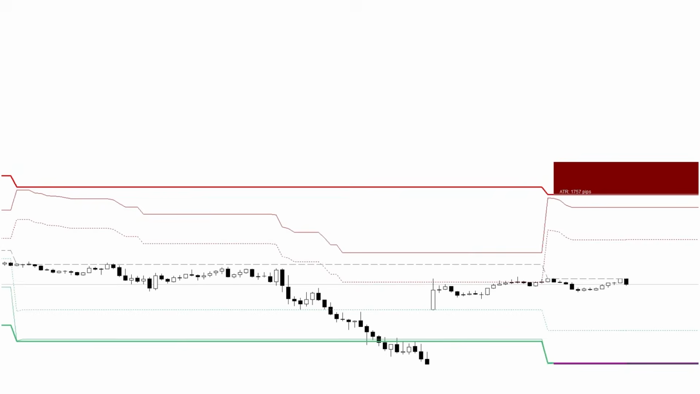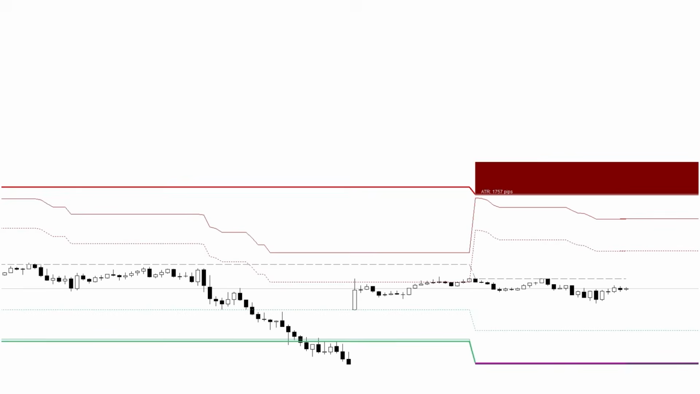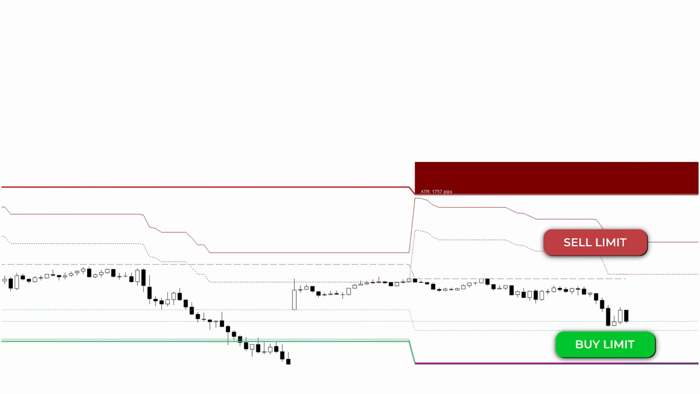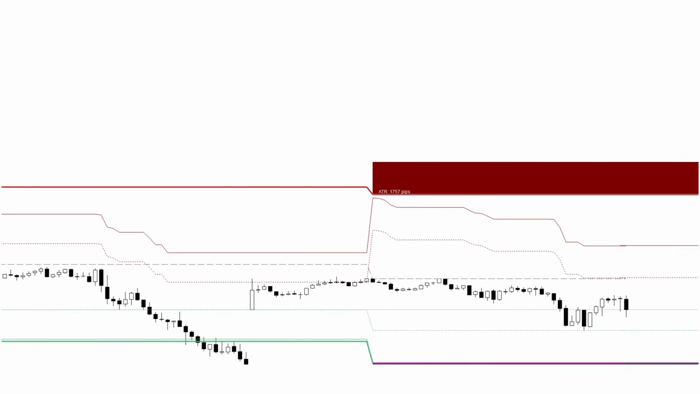The second is an aggressive approach. Here we immediately set a limit order on this level and just wait for the price to catch it. We do not wait for confirmation, but we get an entry with a better price. This method is suitable for those who are ready to take a little more risk.